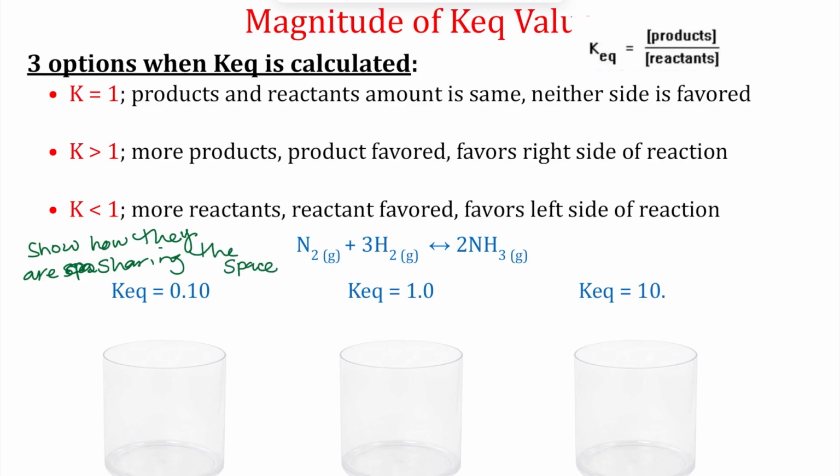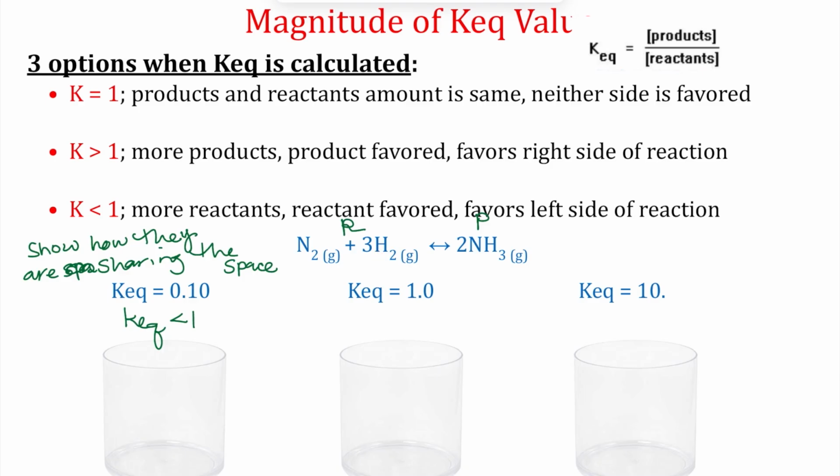All right, and so let's look at this one. We have Keq of 0.1. Well, that is a Keq of less than 1, which means that this is going to be reactant favored. So we're going to have more reactants. We can show this, and so here we have our reactants and our products. We don't necessarily know the concentrations of these.